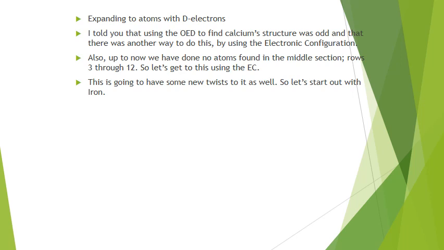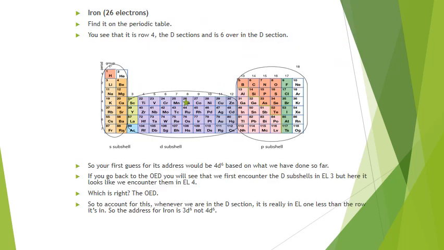And we're going to start out with iron. So iron has 26 electrons. You find it on the periodic table, and it's found in row 4. It's in the d's now, and it's 6 over in the d's: 1, 2, 3, 4, 5, 6. Don't count all the way across. It's from the d's.